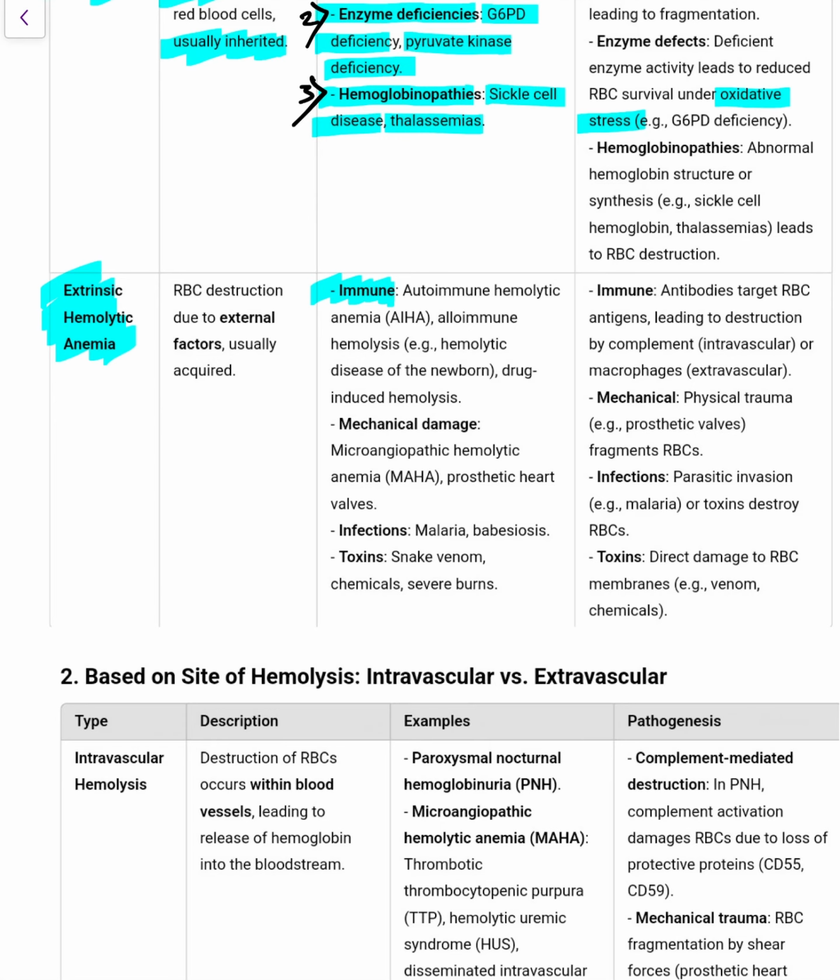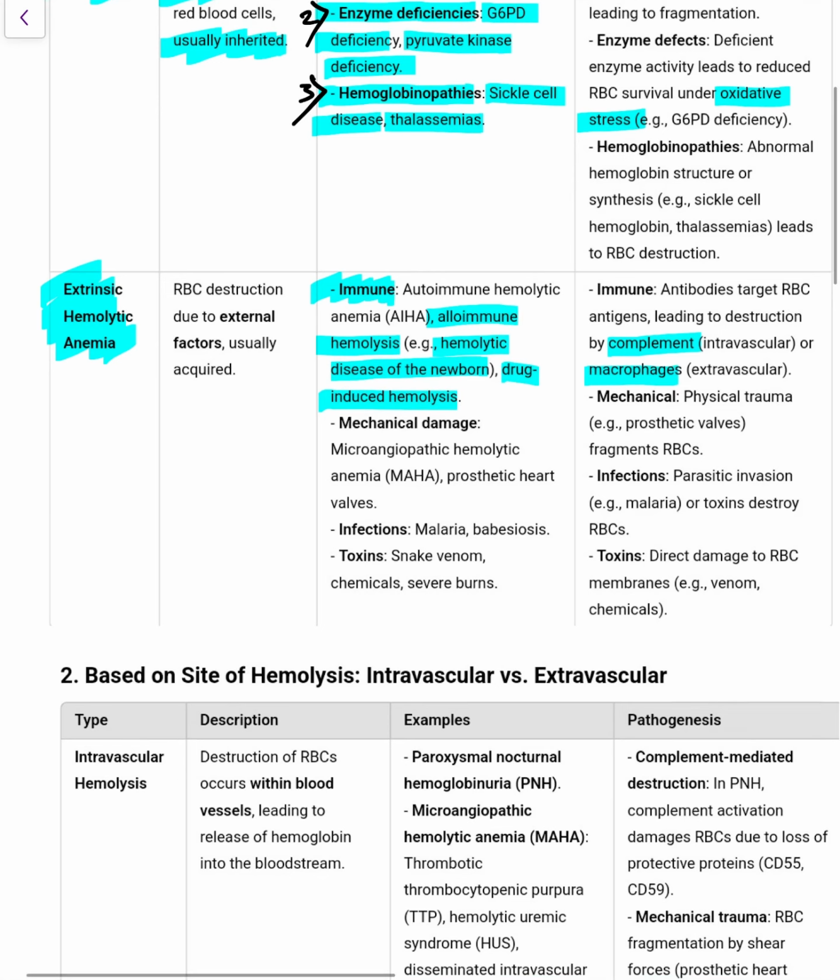What happens is these antibodies will target the RBC antigens, leading to destruction by complement as well as the macrophages in the spleen and the liver. So antibodies will go and attach to the antigens present on the RBCs. It will lead to destruction of it by complement as well as in the spleen, because now they are targeted by the antibodies. Next is alloimmune hemolysis, that is hemolytic disease of the newborn, and drug induced. So these are all immune mechanisms. That means our body is attacking the RBCs.